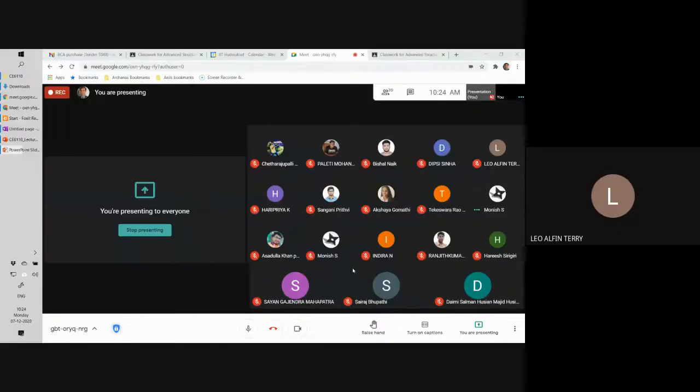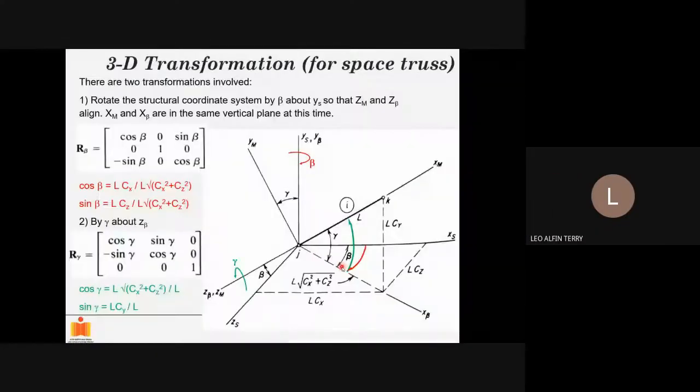Leo, tell me. The global coordinates are mutually perpendicular, and if we take the projection of the local axis also, the xm is in the horizontal plane. Due to the 90-degree perpendicularity, if we rotate by beta in that part, here also it should be moving the same amount.